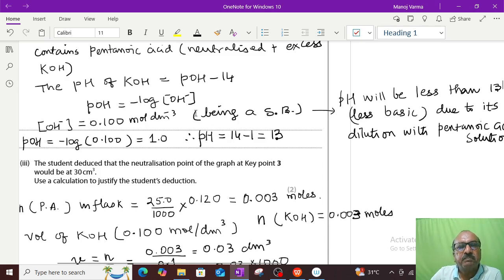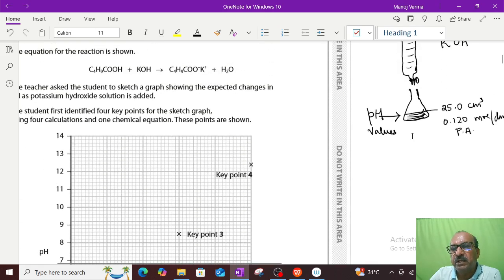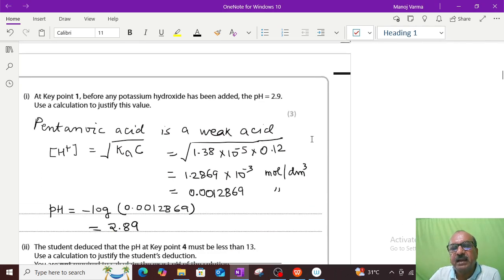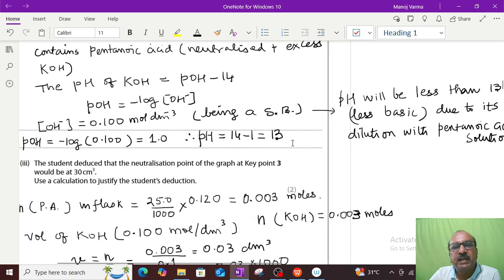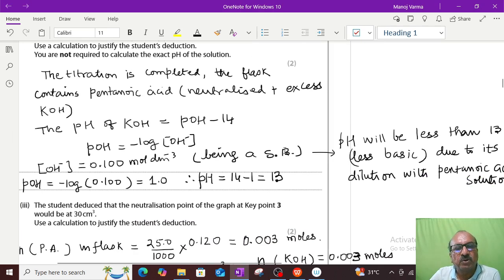So if it were pure KOH, the pH would have been 13, but this KOH is present in the conical flask, and there is some volume of pentanoic acid also present here. So the KOH has been diluted, and therefore it will be less alkaline, and therefore the pH will be less than 13. So that justifies that key point 4 must have a pH less than 13. The exact value is not required.